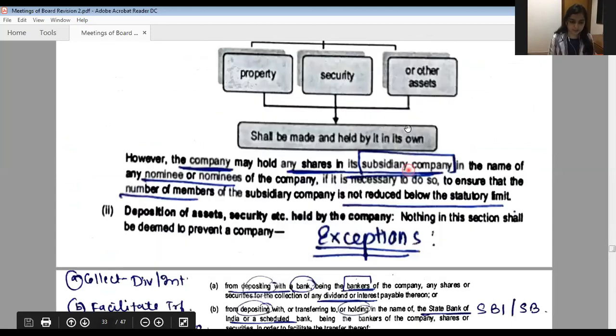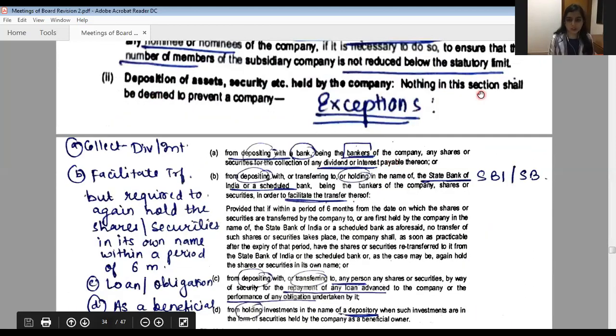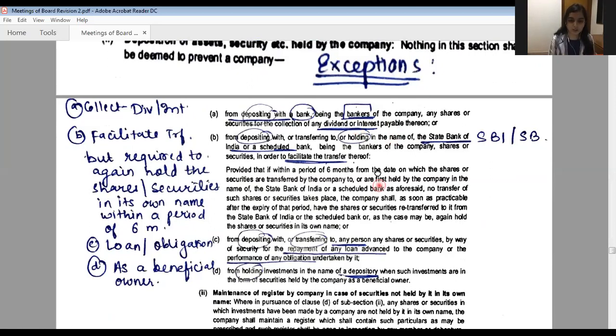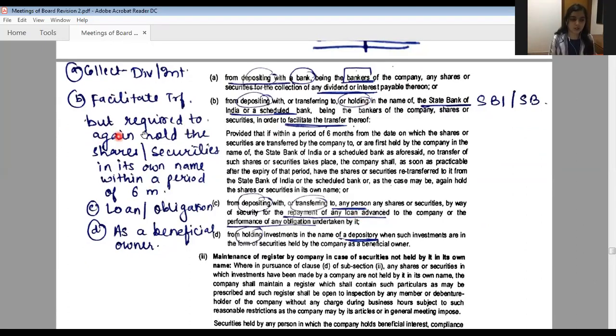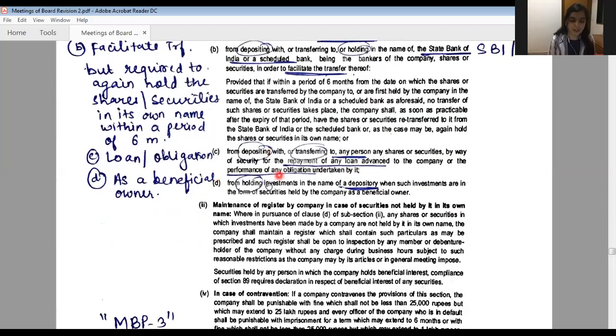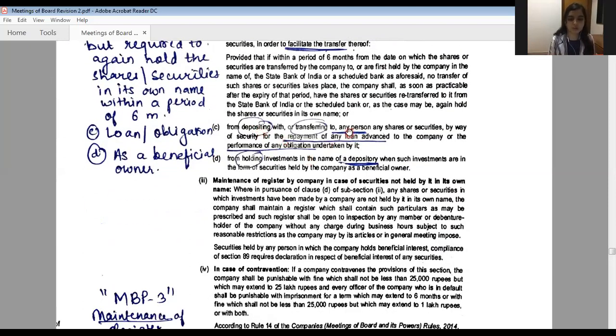It states that nothing in this section shall be deemed to prevent a company from depositing with a bank, being its banker, to collect any dividend or interest. Second, depositing with, transferring to, or holding in the name of State Bank of India or a Scheduled Bank to facilitate the transfer. But the company is required to again hold the shares or securities in its own name within a period of 6 months.